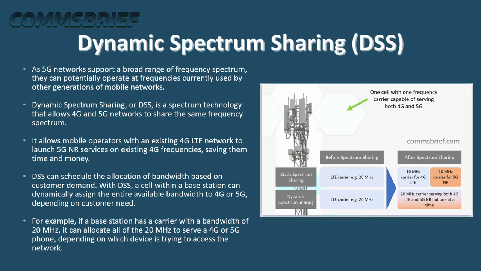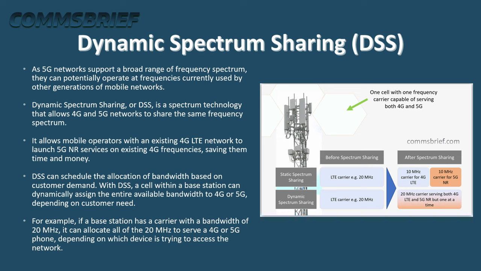As 5G networks support a broad range of frequency spectrum, they can potentially operate at frequencies currently used by other generations of mobile networks. Dynamic spectrum sharing, or DSS, is a spectrum technology that allows 4G and 5G networks to share the same frequency spectrum. It allows mobile operators with an existing 4G LTE network to launch 5G NR services on existing 4G frequencies, which saves them time and money.